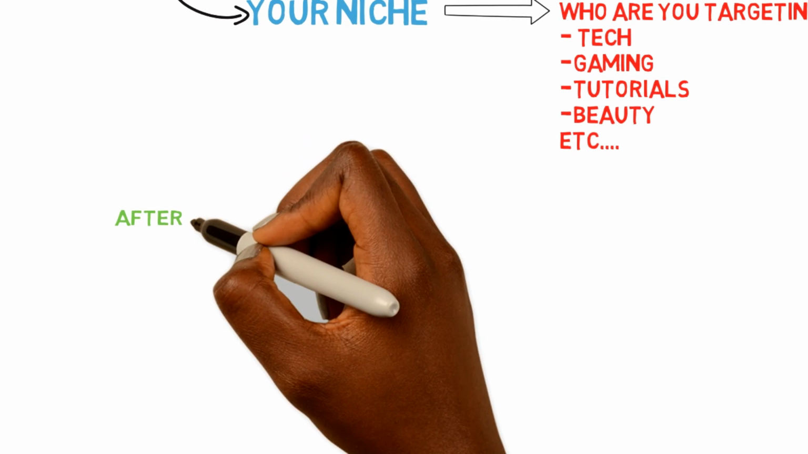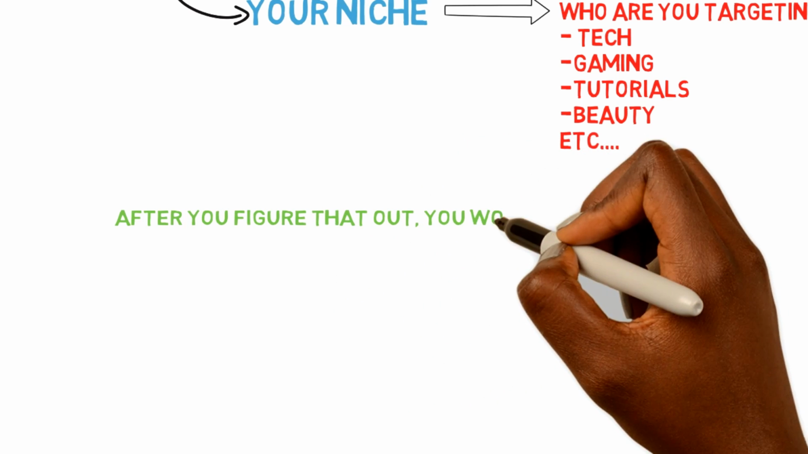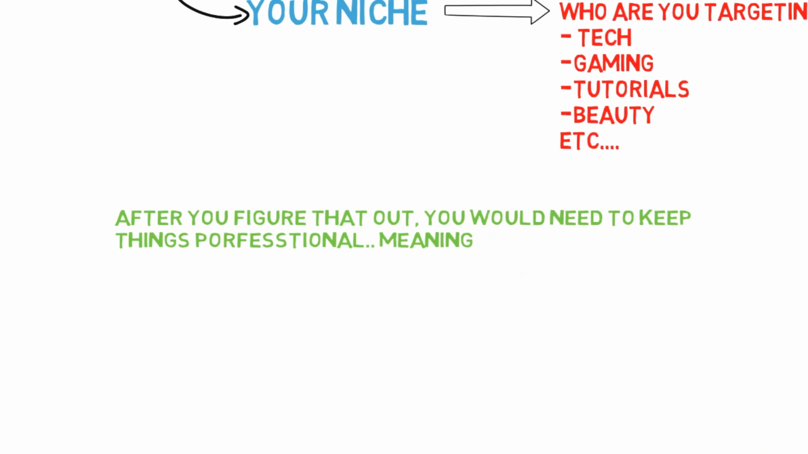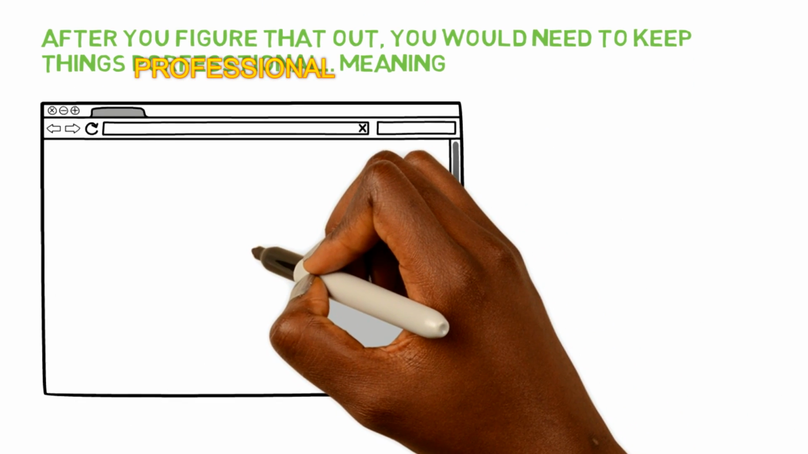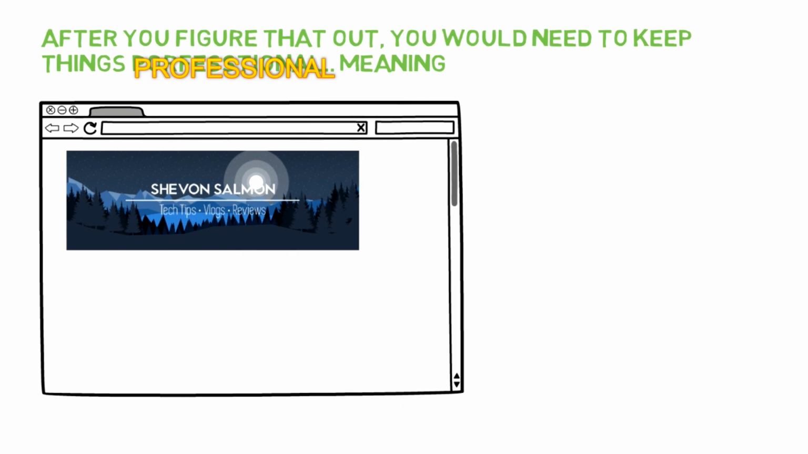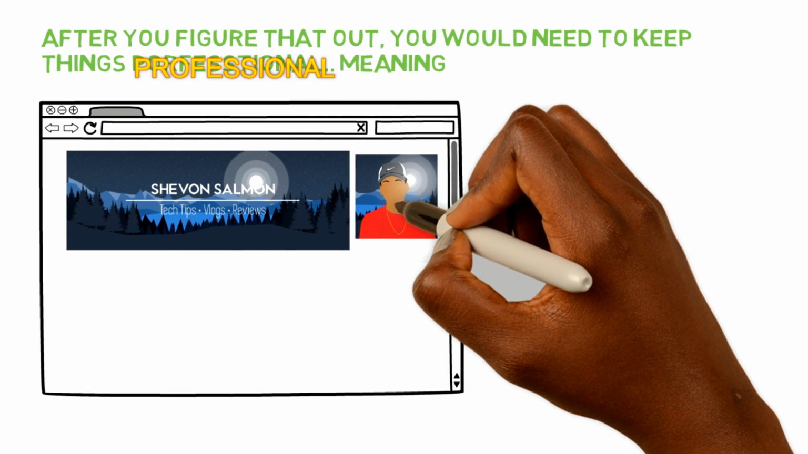After you figure that out, guys, you need to definitely keep things professional, meaning you'll need a nice display picture. Your channel art must be on point. You can show what you're doing and when you're uploading videos in your channel art. Just make things look professional so people like to come and visit your channel every time.